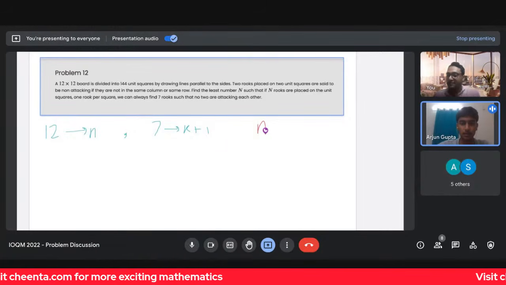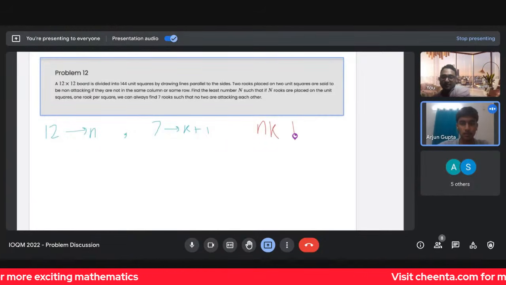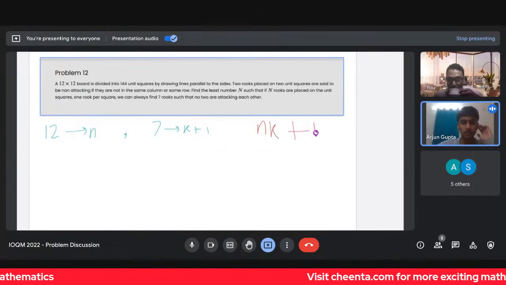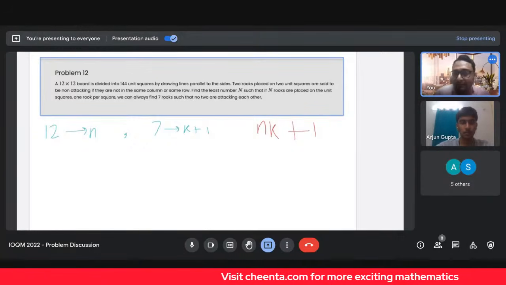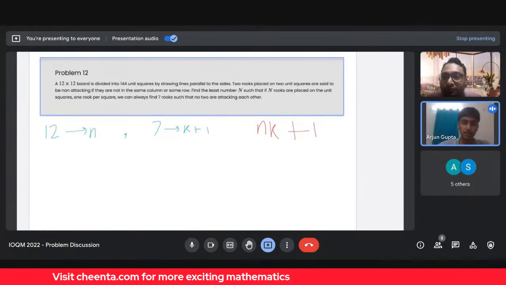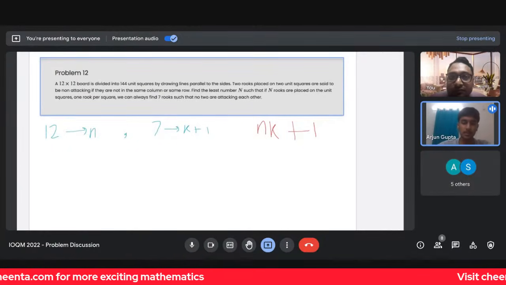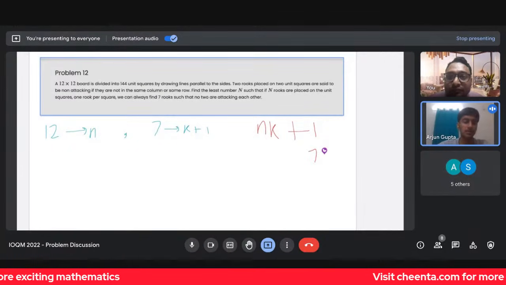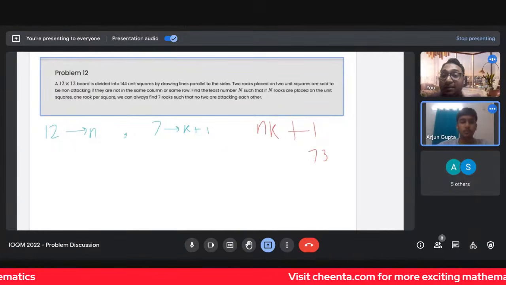We will show that the answer is nk plus 1. So for this special case, the answer is 73. But we will solve this general problem.